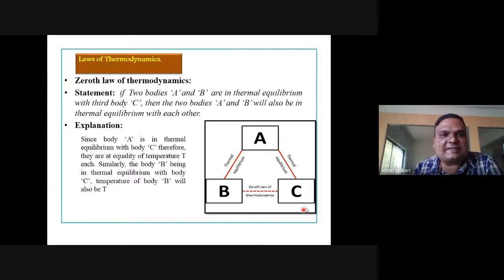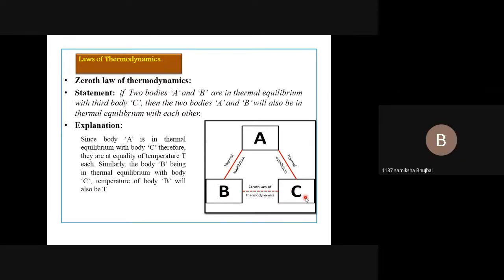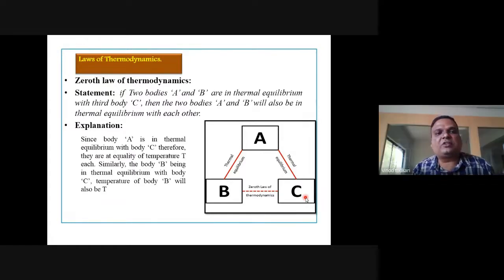If two bodies, it can be any two bodies, are in thermal equilibrium with a third body, then we can say that these two bodies are in thermal equilibrium with each other. Tell me very honestly, is it clear to you? Yes, sir. So what is the statement of the zeroth law of thermodynamics?